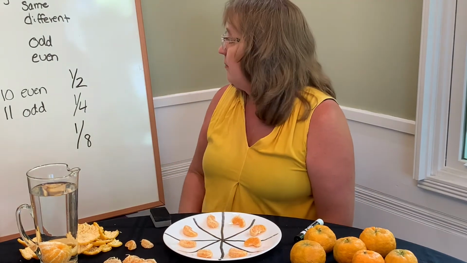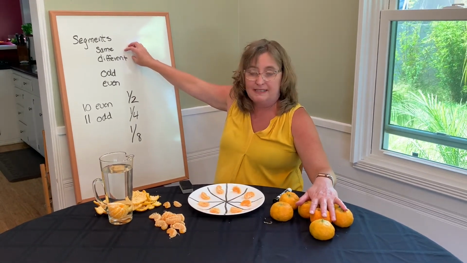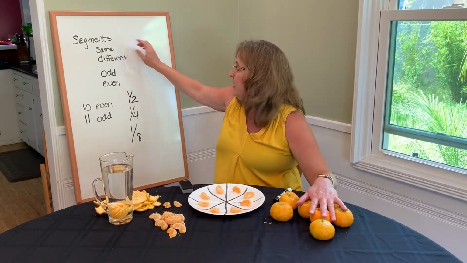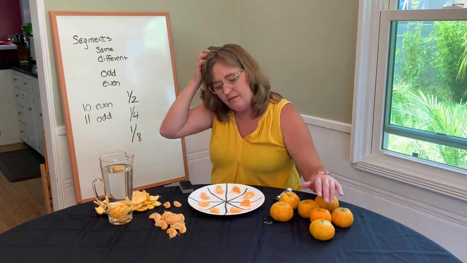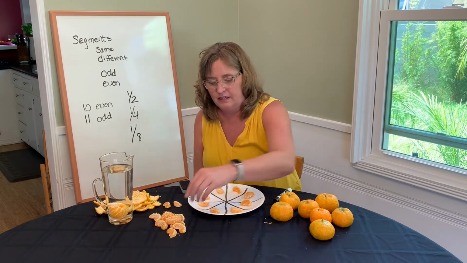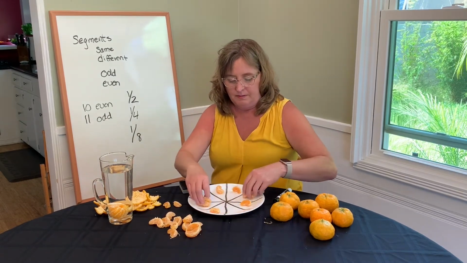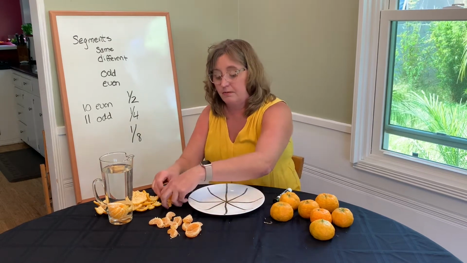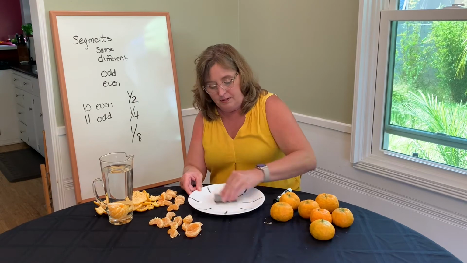So again, let's talk about, do you think all the tangerines have the same number of pieces in them? They're all different. And some are odd numbers, some are even numbers. How do we know if it's odd or even? Like this one had 11 pieces, right? So let me move this one. When it was even, we could divide it equally. We had enough to put in all of them.